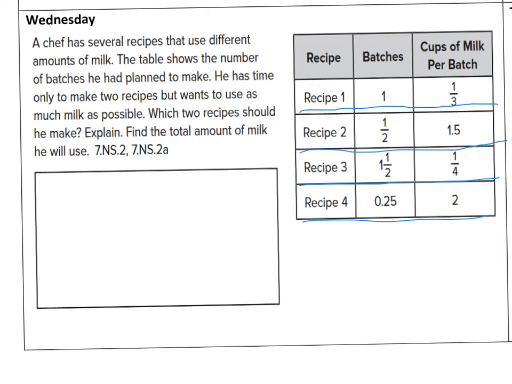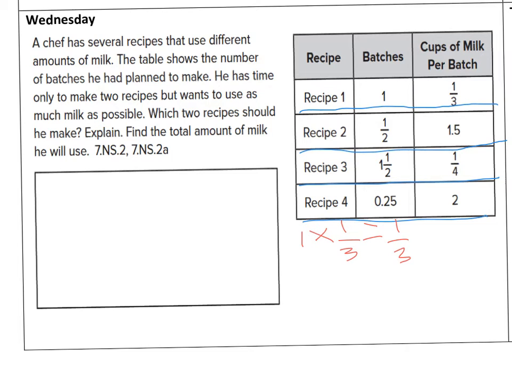Now, to determine our answer, we would have to take the number of batches and multiply it by the cups of milk per batch. So for recipe 1, we would multiply 1 times 1/3, and we end up with 1/3 cup for every potential recipe that they would make.